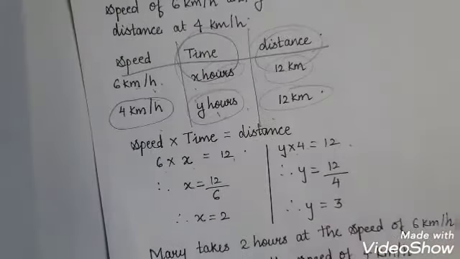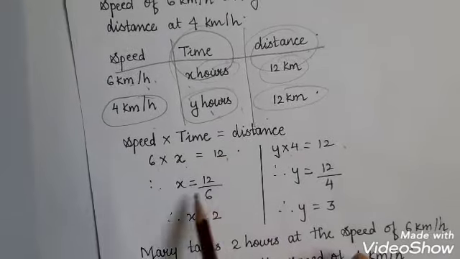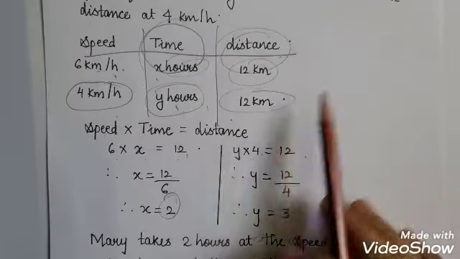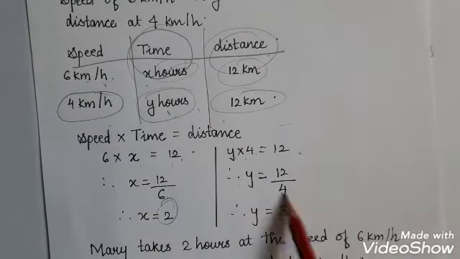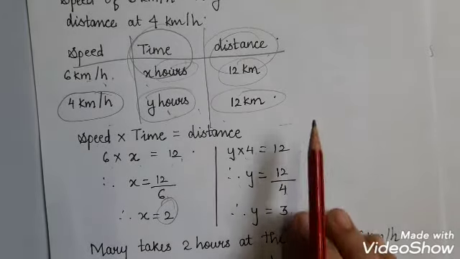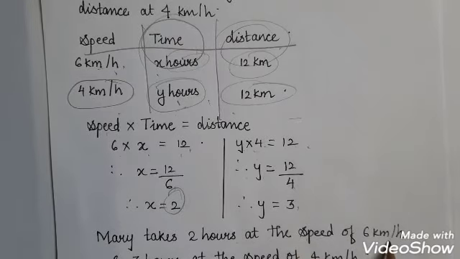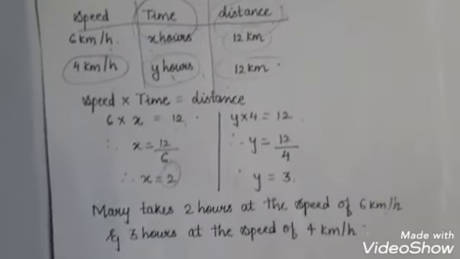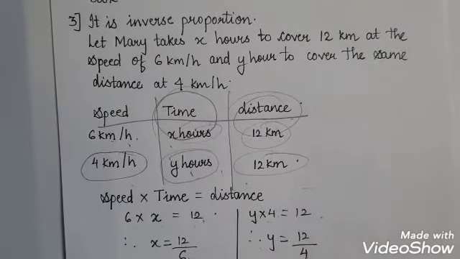So now we solve both the cases simultaneously. 6 into x is 12, that is x is equal to 12 upon 6, which is equal to 2, and y into 4 is equal to 12. Therefore, y is equal to 12 upon 4, which is equal to 3. So, Mary takes how many hours? She takes 2 hours at a speed of 6 km per hour and she takes 3 hours at a speed of 4 km per hour. Okay, I hope you all have understood. It is very simple.